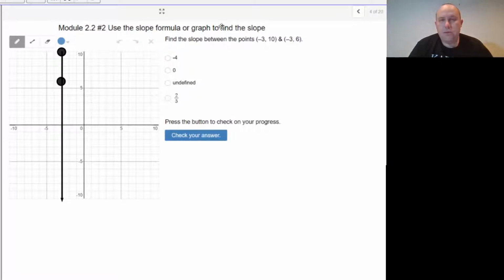Use the slope formula or graph to find the slope. Well, I'm not going to use the formula for this one because I can see from this picture straight away this is a vertical line, so I'm thinking of that word earlier we talked about, VUX. So I'm going to go straight away with undefined. If you did do the formula, you'd end up with negative 4 over 0, and if you divide that on your calculator, it will say error, and that's why the answer is undefined, because it's none of these numbers here.